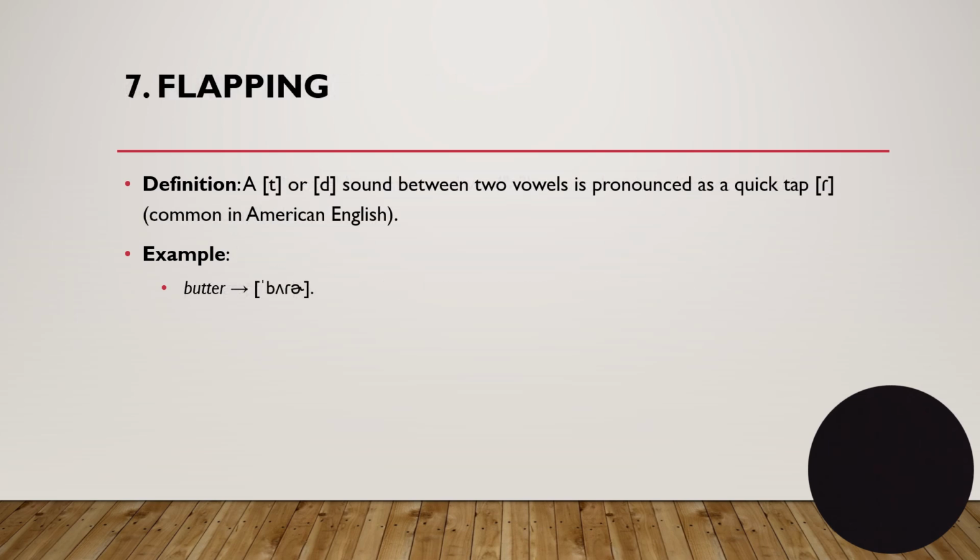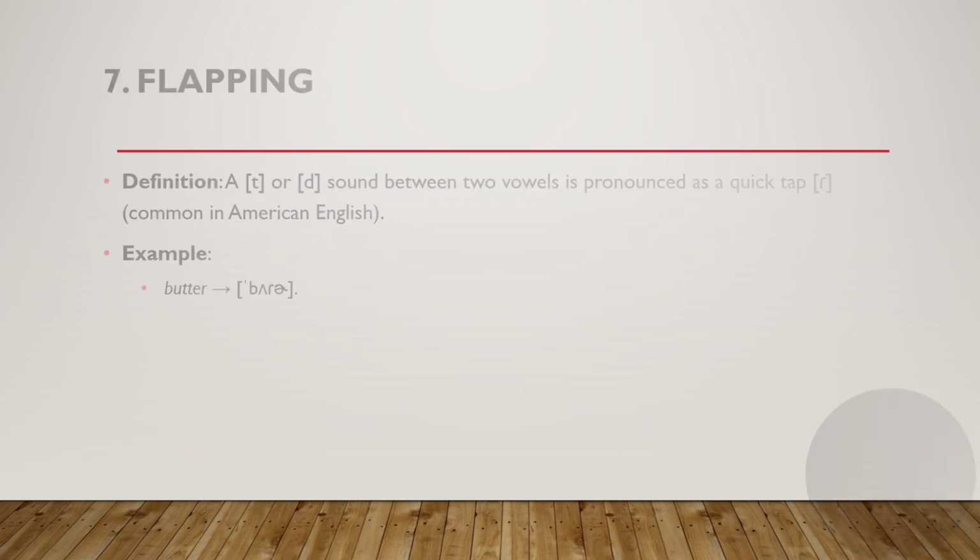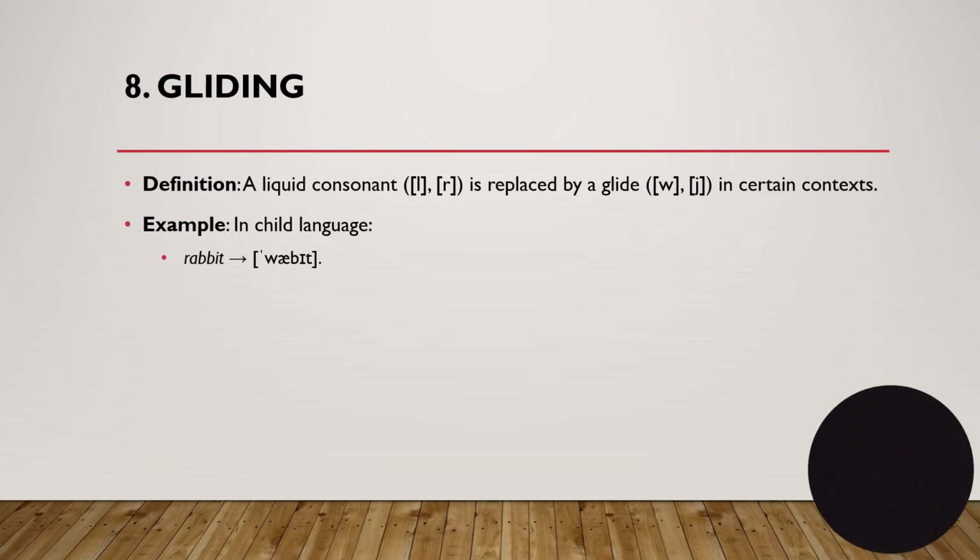Flapping: a T or D sound between two vowels is pronounced as a quick tap, common in American English. For example, butter becomes budder. Gliding: a liquid consonant, L or R, is pronounced as a glide, W or Y, in certain contexts. Example: in child language, rabbit is pronounced as wabbit.